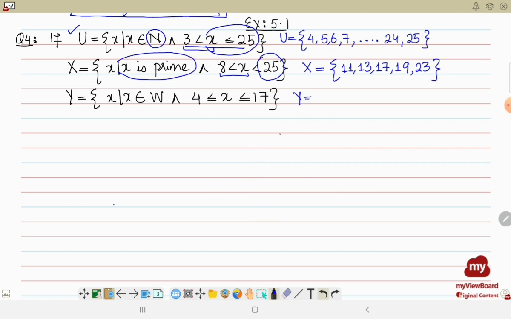Y is equal to the set of whole numbers, and what is the restriction? That x is greater than or equal to 4, right? You can say 4 is less than or equal to x, so this can be read as x is greater than or equal to 4. That is one and the same thing. You can read it in either way.